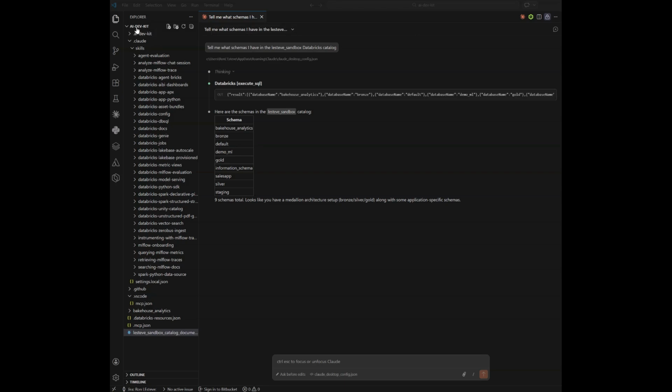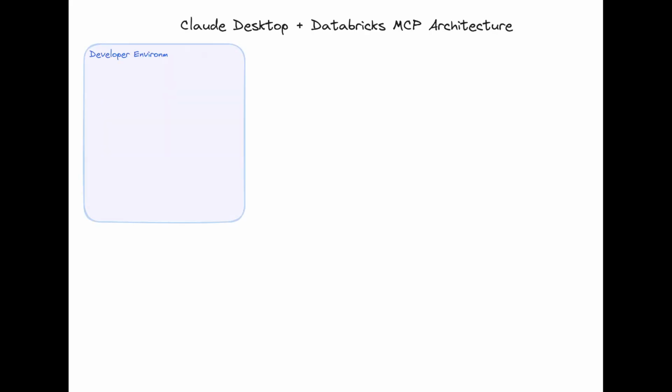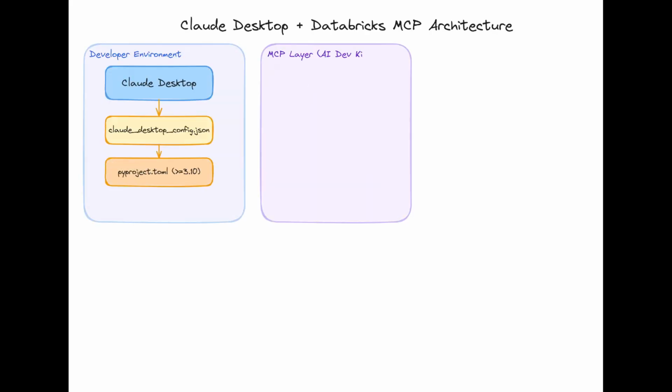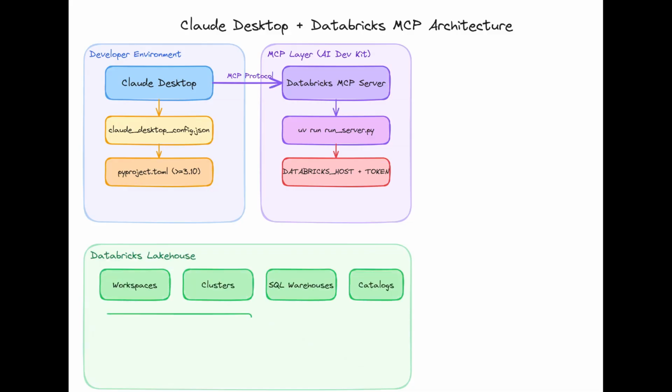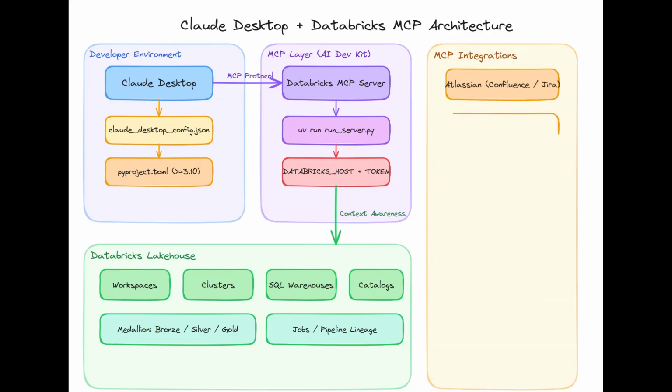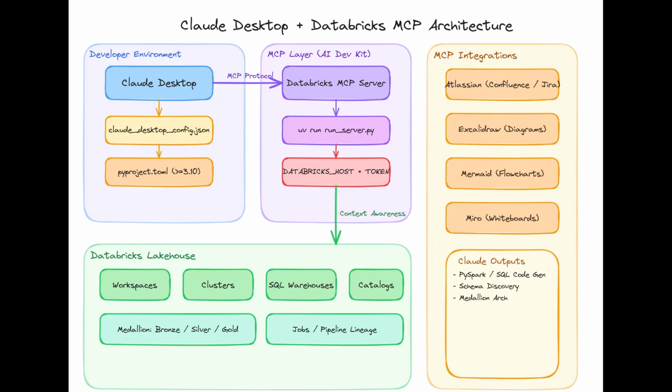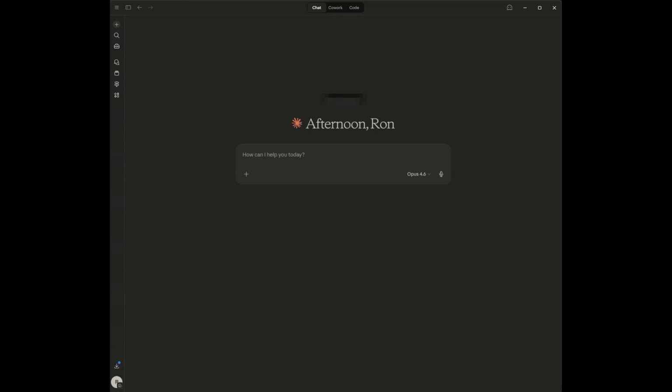While this works amazingly well in VS Code, it lacks the built-in Claude connectors for MCPs like Atlassian, Miro, Excalidraw, and others that streamline documentation and diagramming. For this demo, we'll leverage the same AI Dev Kit connection pattern, but configure it for Claude Desktop, bridging that gap so you get the full power of Databricks context awareness plus seamless integration with your documentation and design tools, all from a single desktop interface.